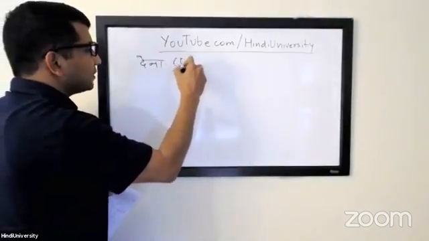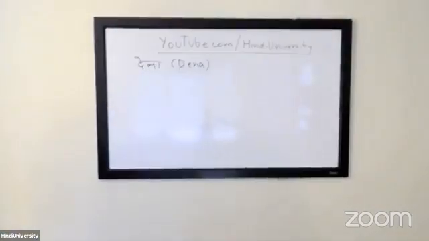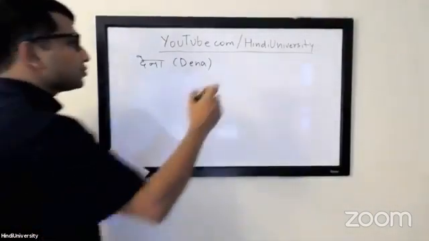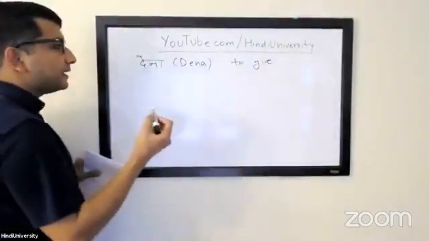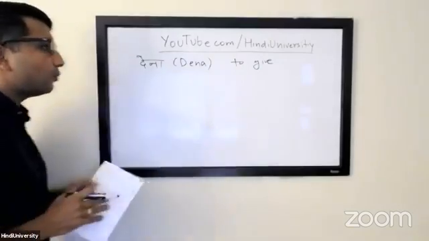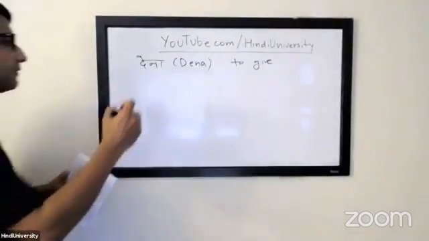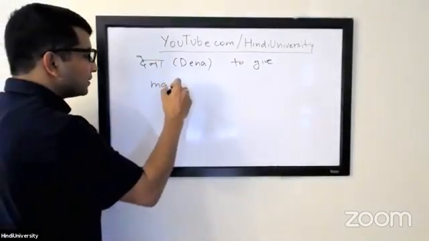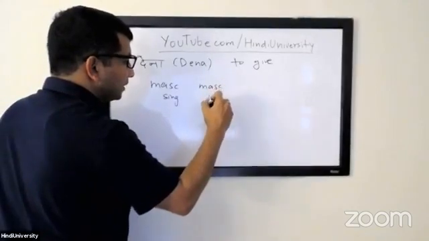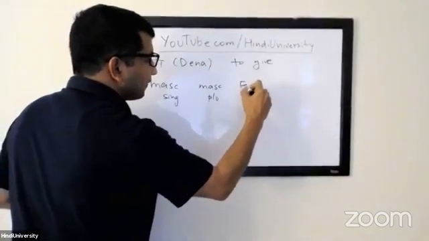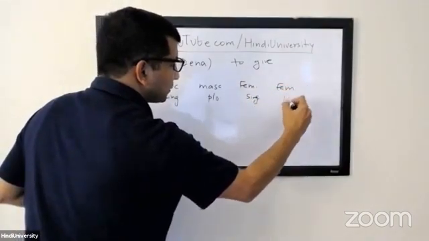Dena, which is the verb opposite of Lena, right? Dena is used to give, right? If you're using it in the present tense, it's pretty straightforward. What we learned in the previous class was to conjugate it in different cases. So when you have masculine singular, masculine plural, feminine singular, and feminine plural, right?